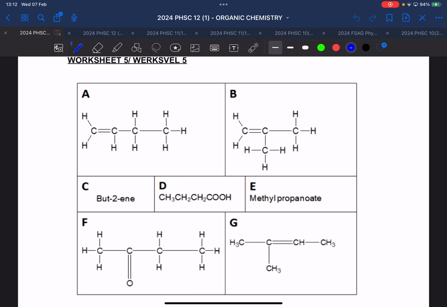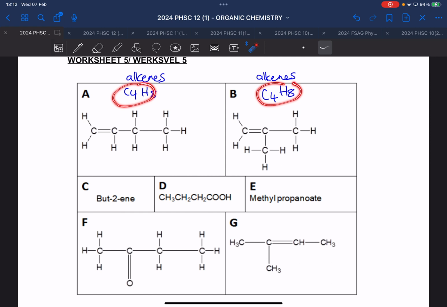Okay, so the first one here, you see the double bonds. So we're going to say that is the alkenes. And then there's 4 carbons and there's 8 hydrogens. Next one, you see the double bond. So it's the alkenes, 4 carbons and 8 hydrogens. And immediately you can see they are isomers of one another. Okay, because they have the same molecular formula, but something is different. You can see the parent chain length is different. So they are chain isomers.